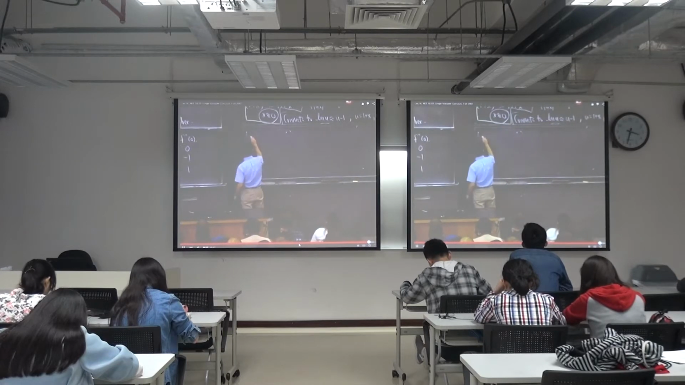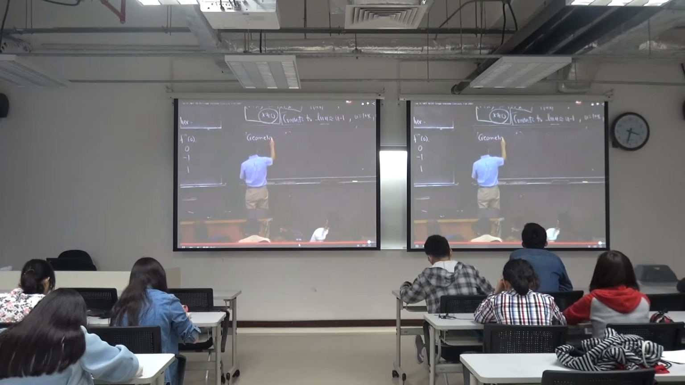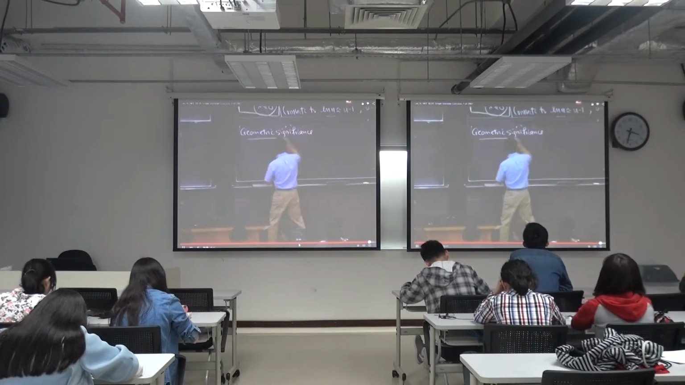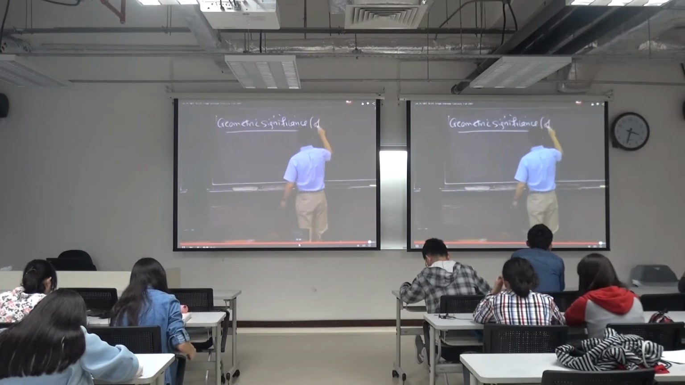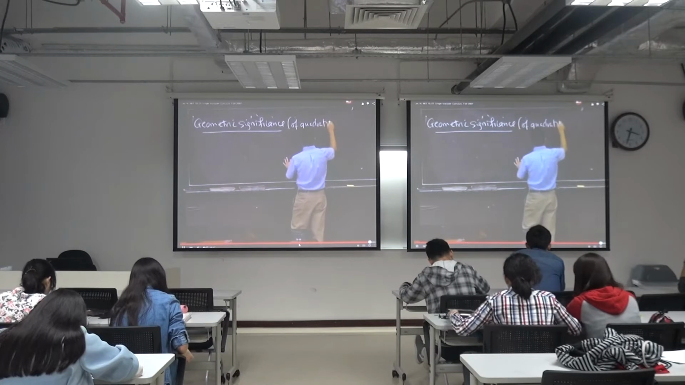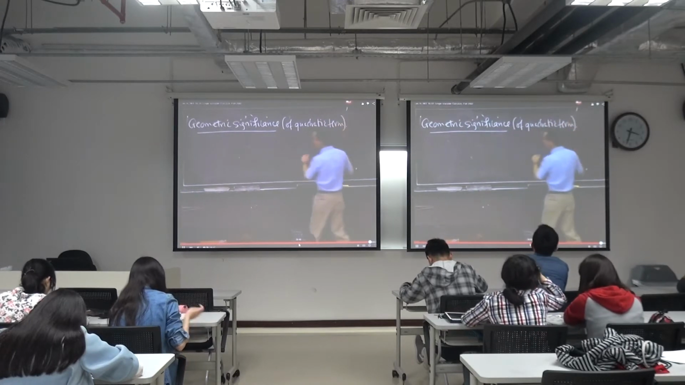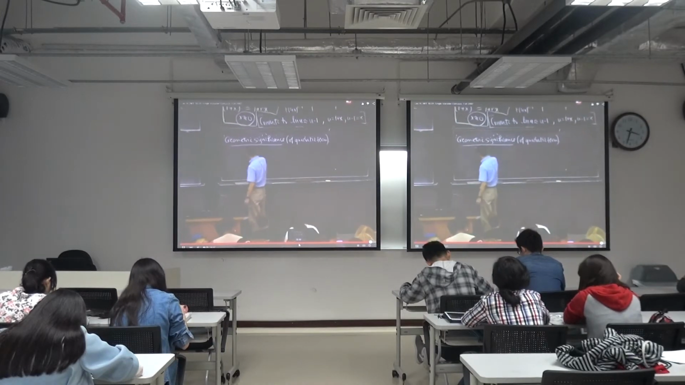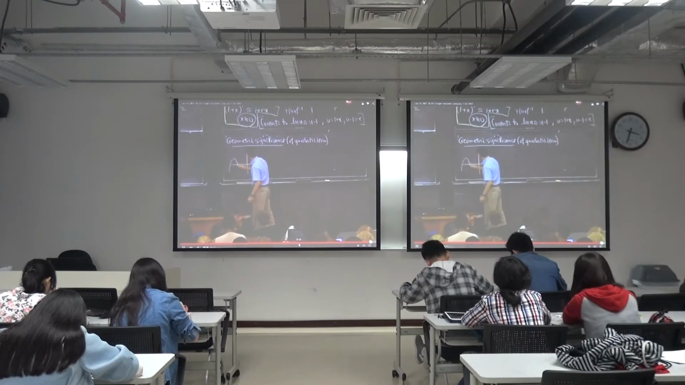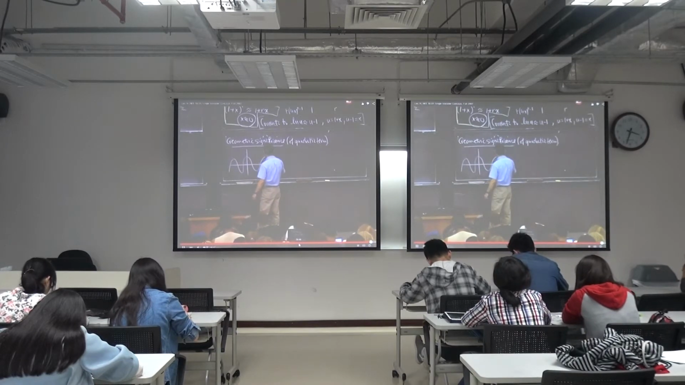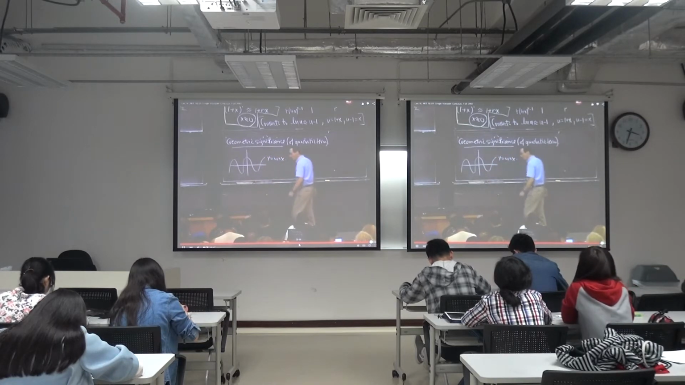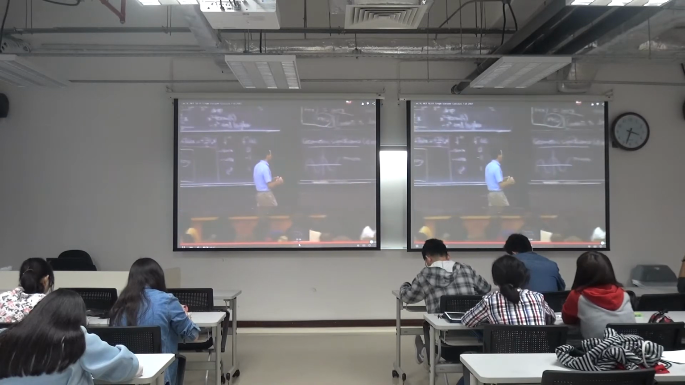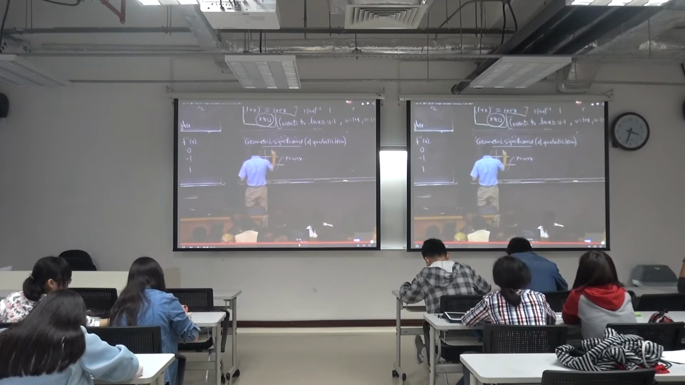So here we go, geometric significance of the quadratic. The geometric significance is best to describe just by drawing a picture here. And I'm going to draw the picture of the cosine function. And remember, we already had the tangent line. So the tangent line was this horizontal here. All right? And that was y equals 1.